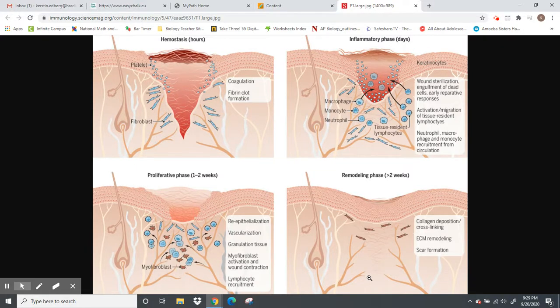Hey guys, so this is a short little video to explain how tissue regeneration and tissue repair occurs in the body. So obviously we know that when tissue repair is needed, it is because some foreign object has penetrated through the epithelial tissue of your body. So we can think of the skin.